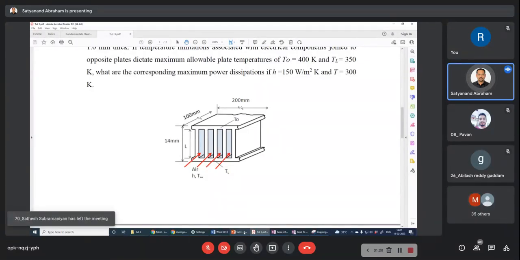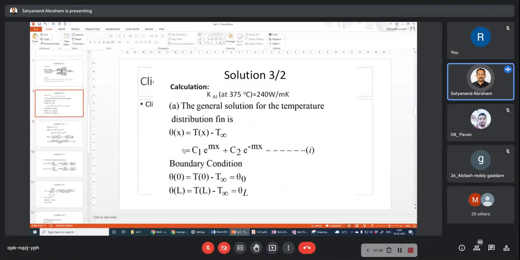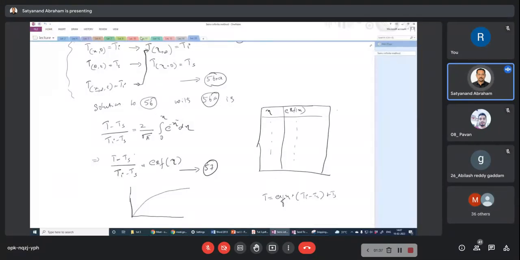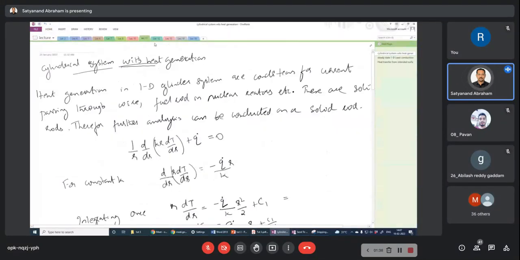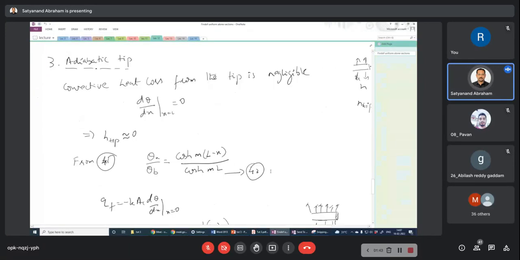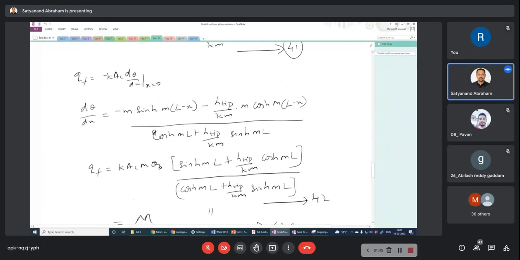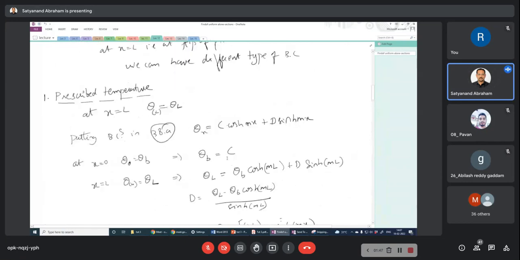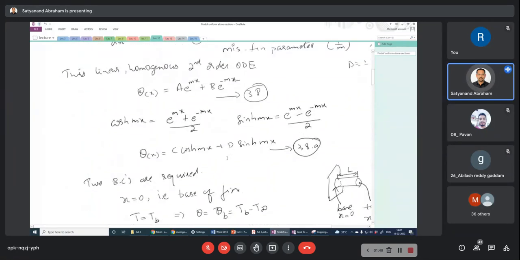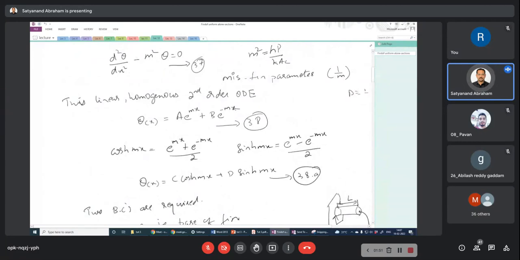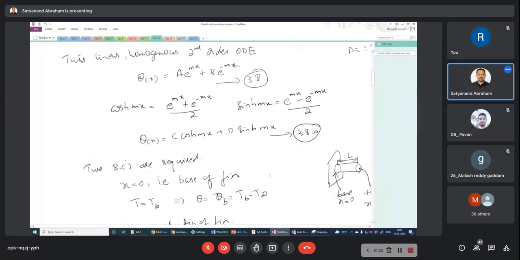So the solution will take the form C1 e raised to mx plus C2 e raised to minus mx. Or from our discussion, we wrote it in terms of sinh mx and cosh mx. So you can write it in that way also. We derived everything based on the hyperbolic functions cosh mx and sinh mx, and the same way you can write it here.